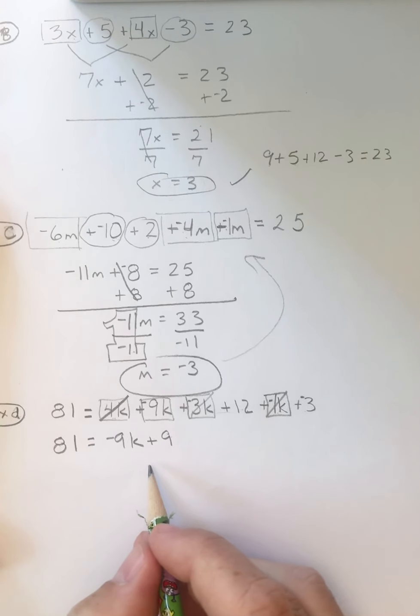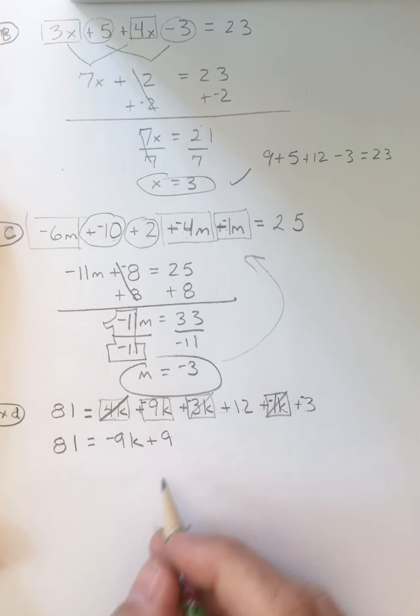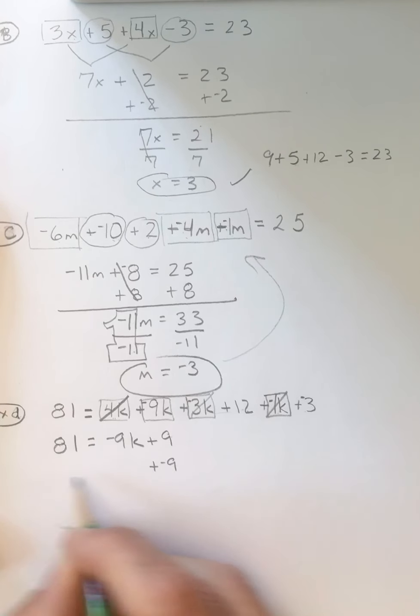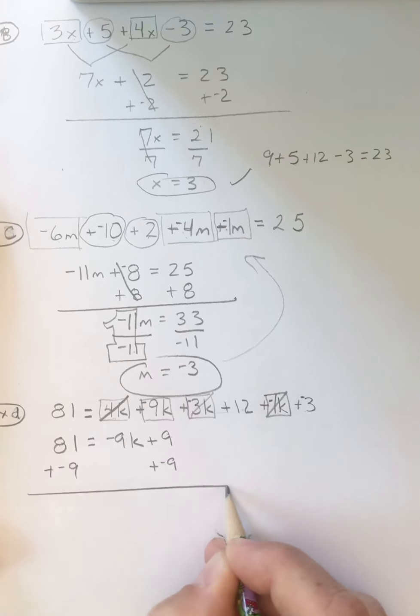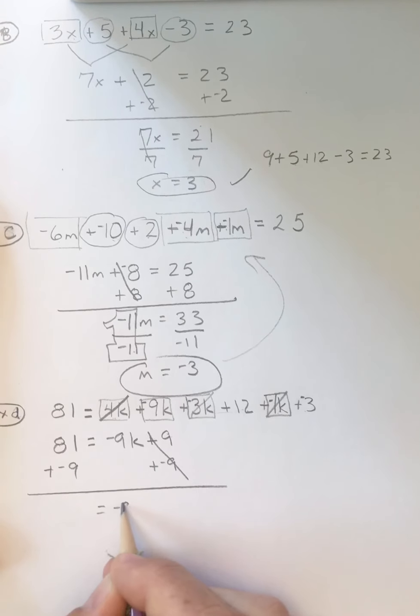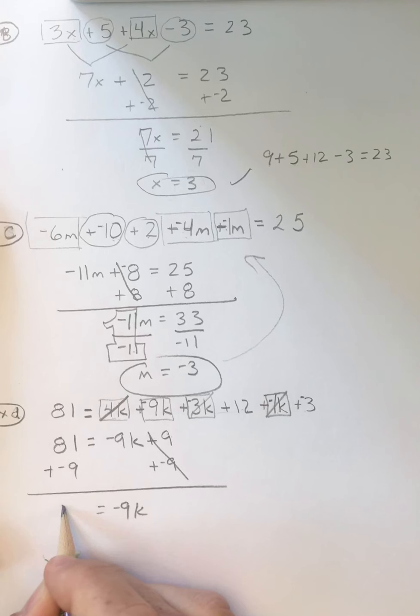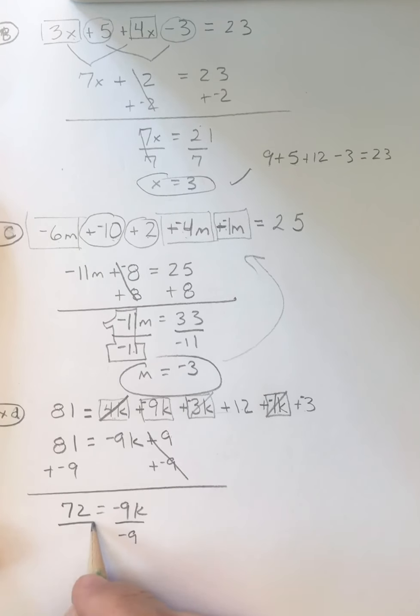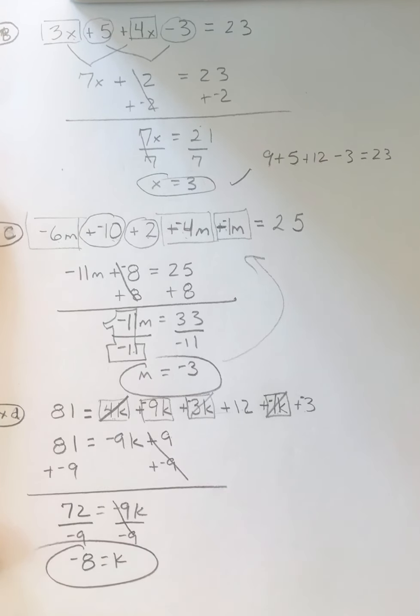Okay, and there's my two-step equation that we're used to. Add negative 9, add negative 9, cancels, and I get negative 9k equals 72. Divide both sides by negative 9. I get negative 8. There you go. It's perfectly acceptable to rewind this a number of times if you have to.